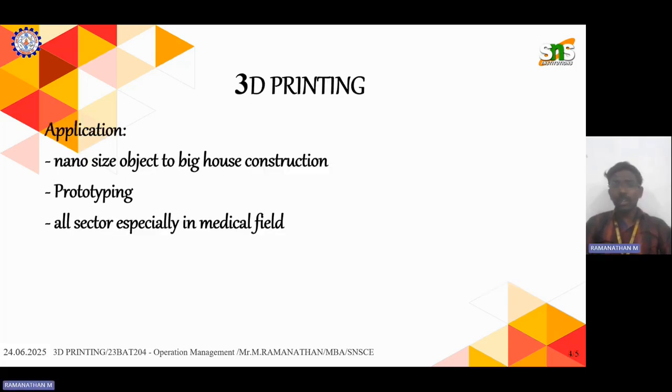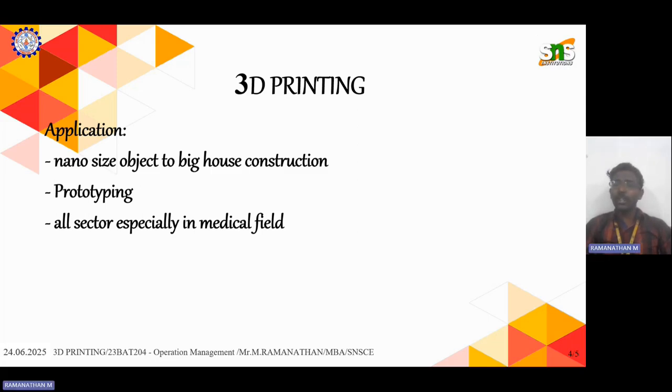So where is 3D printing used nowadays? A nano size object, like a big house construction, can be simplified and shown in a very small size. Minimalism, like a small structure, they can use nano size. There are lots of things in nano size. Even in medical fields they are doing a lot with 3D printing and prototyping, and especially in engineering sectors.